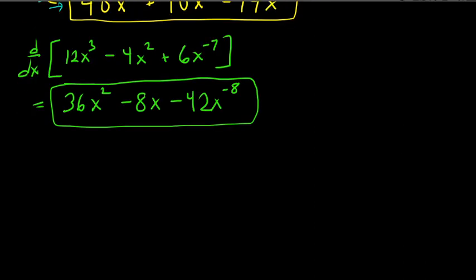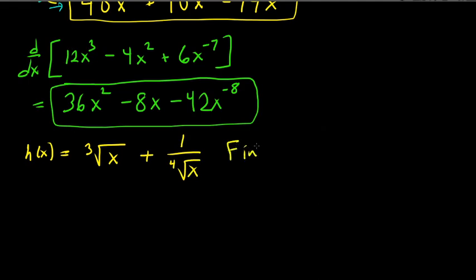Okay, one more. Let's take the derivative of, oh, let's write it this way. How about h of x is the cube root of x. I don't think we did that one yet. Plus, how about 1 over the fourth root of x? Okay. And again, the question is to find the derivative of h.